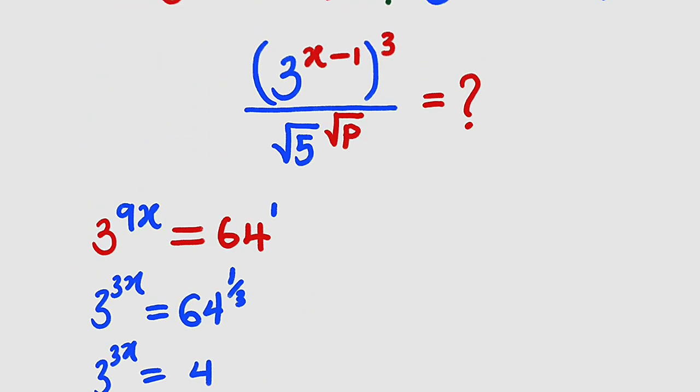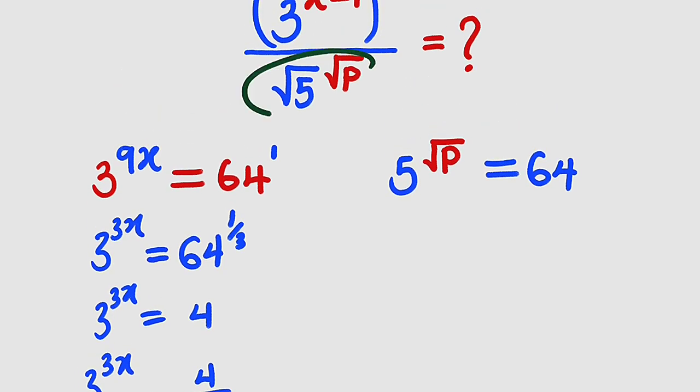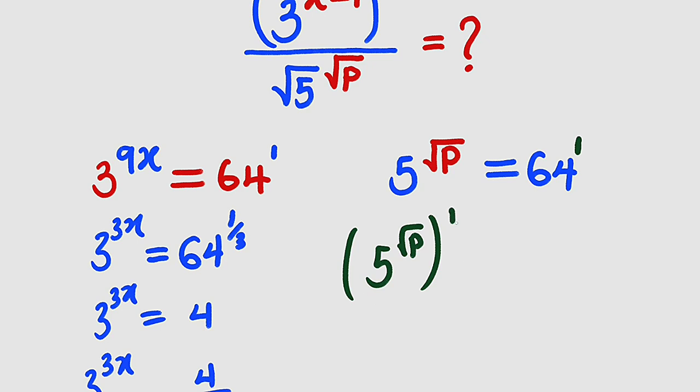Now let us move to the other equation. All right, here is the other equation. We have 5 raised to the power of the square root of p equal to 64, but I would like to transform it in terms of the square root of 5 raised to the power of the square root of p. So how can we transform this 5 into a square root of 5? We can simply do that by multiplying the corresponding exponents by 1 over 2. So this is 5 raised to the power of square root of p, whole raised to the power of 1 over 2. We do the same thing, 64 raised to the power of 1 over 2.